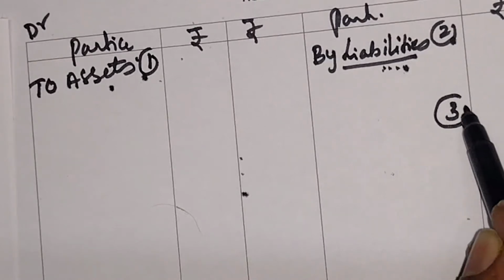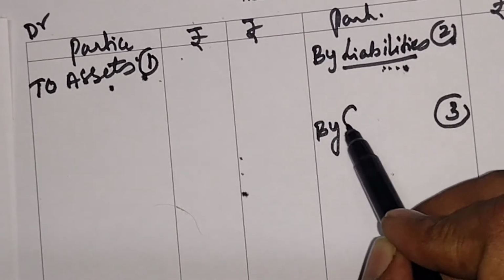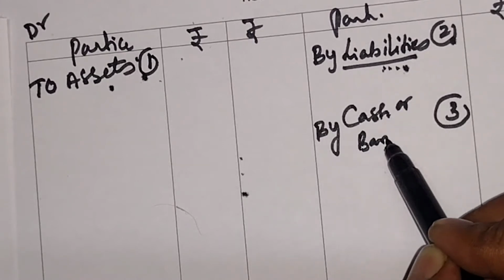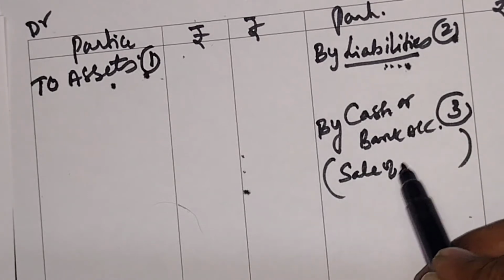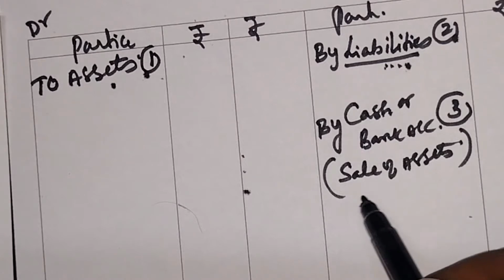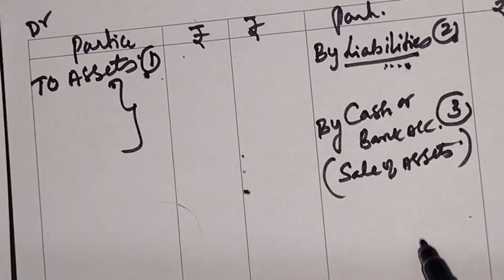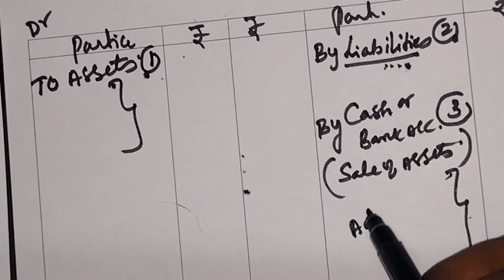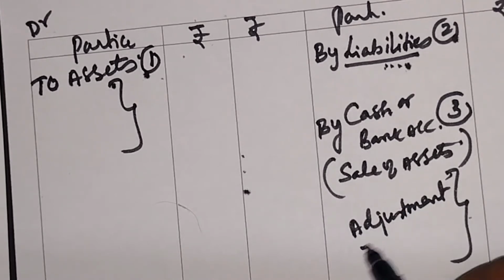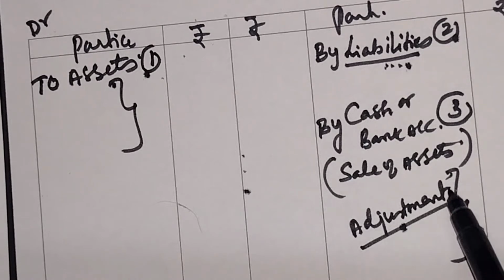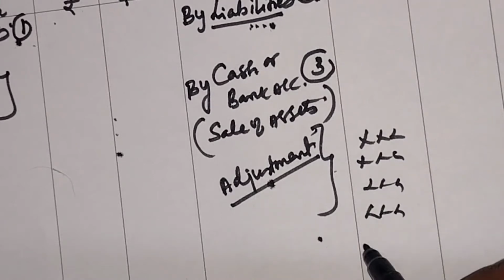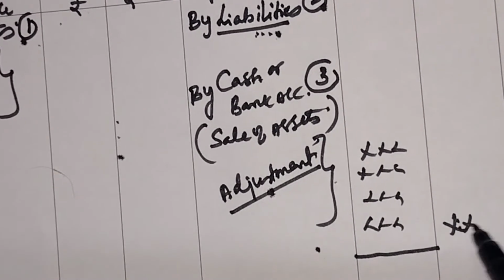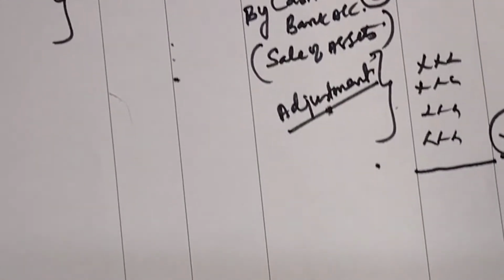Then step number 3, you write on the credit side either cash or bank account. What is this for? This is for sale of assets. If all the assets appearing on the debit side are sold, the sale values will be given in the adjustment. Those values we will record in the inner column, and that total we will bring into the outer column, that is total sales.